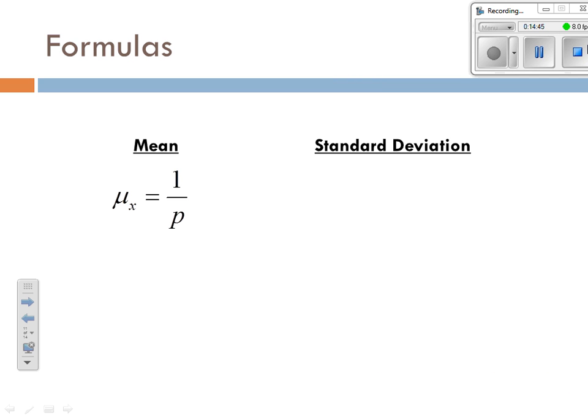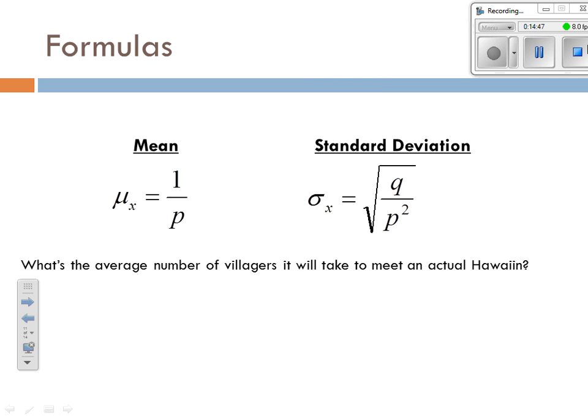So the other way to do this, so these are formulas for a geometric setting. The expected value would be 1 over p, and the standard deviation would be the square root of q over p squared. You don't see this a lot, but if we go back to our Hawaiian problems, keeping in mind the proportion that somebody was Hawaiian was 0.8.